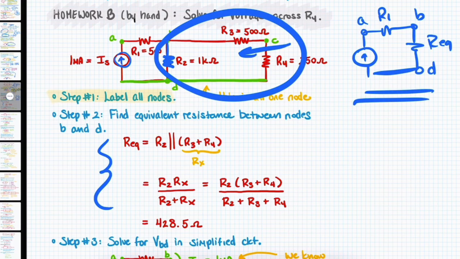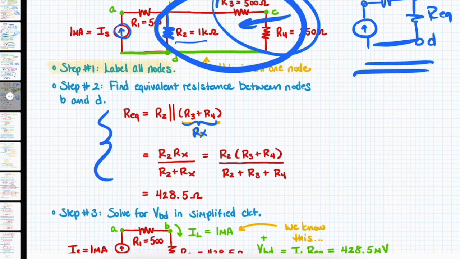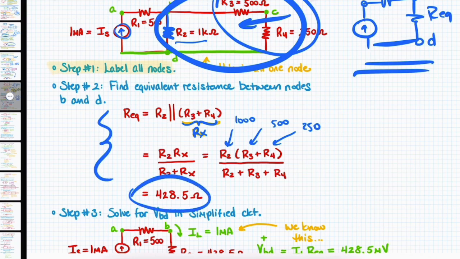So this R equivalent, again, same situation. We have R2 in parallel with the series connection of those two together. So we use the same math. I gave this series connection a name, Rx, and we plug in the values. So we have, let's see, 1,000. This is 500. This is 250. And so anyway, we end up with a value of 428.5 ohms.